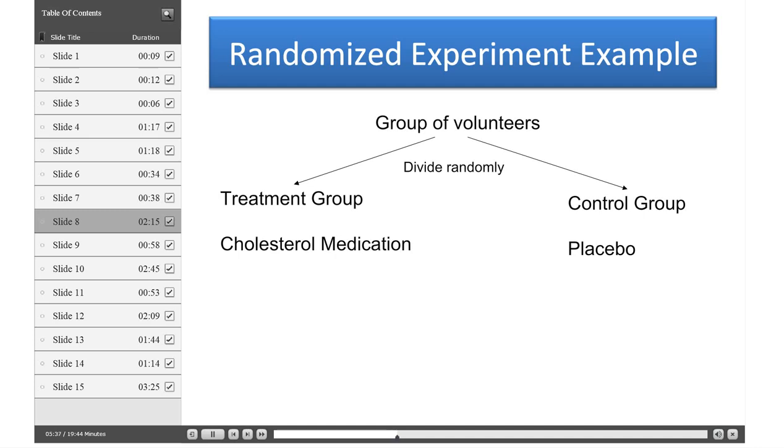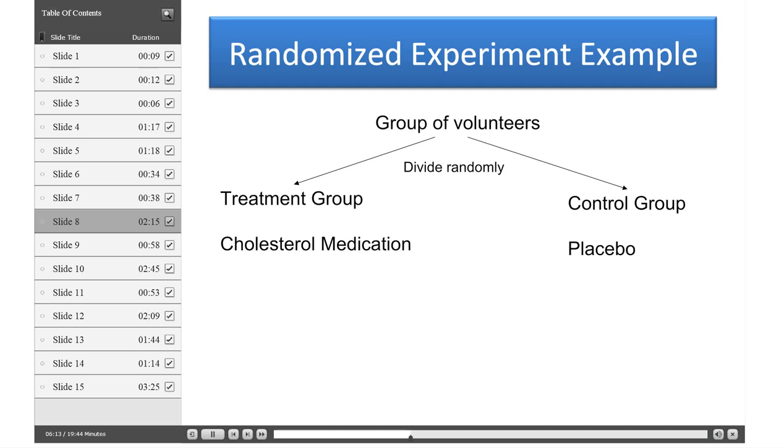So to go over the framework again, we take a group of volunteers, we divide them randomly. That ensures that the groups are going to be very similar with respect to all variables. We're giving the treatment group a cholesterol medication. They're going to get the psychological boost from receiving a medication. We're giving the control group a placebo. They're going to get a psychological boost from receiving a medication because they don't know it's a placebo. They don't know whether it's a real medication or not. So the only difference between the treatment group and the control group is the treatment group actually is getting the cholesterol medication and the control group isn't.